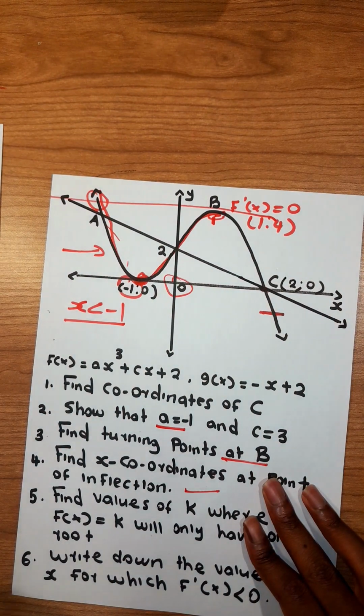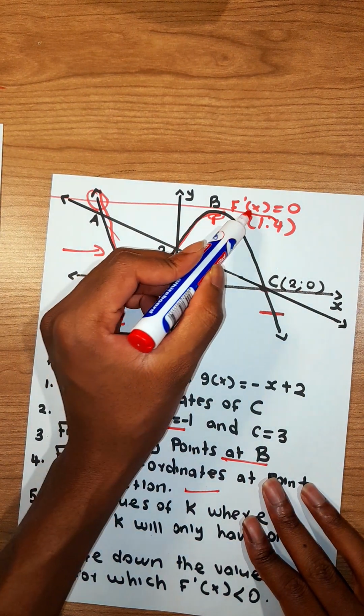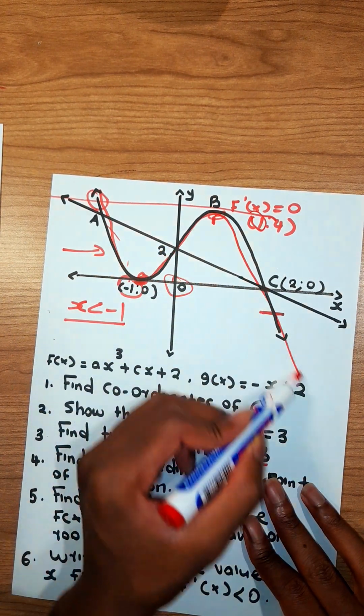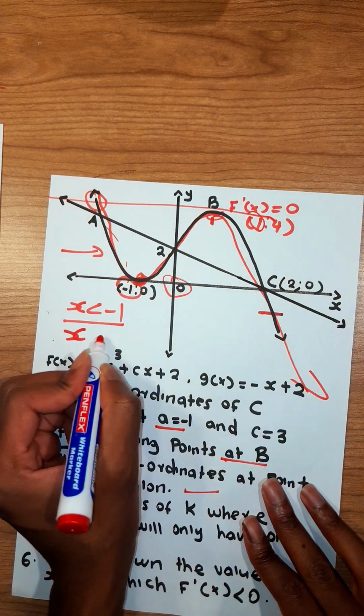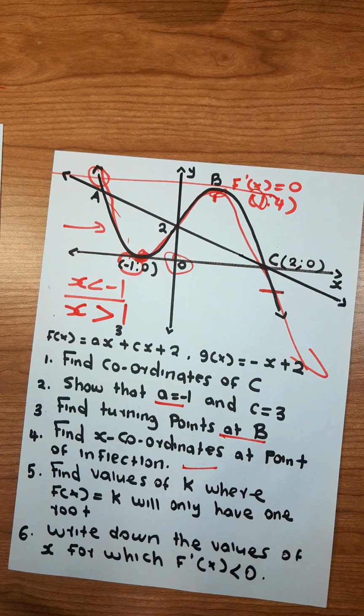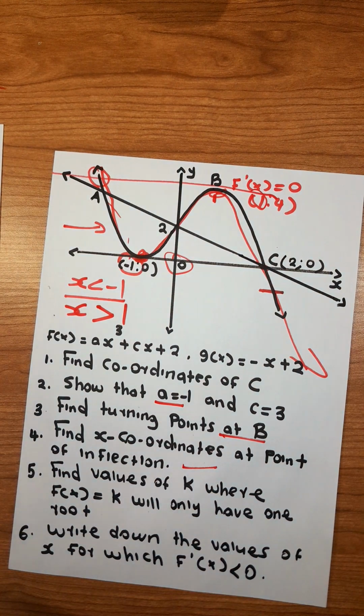We don't look at that. We don't want that. We only want when the graph is decreasing. But as you can see, from x equals 1 to positive infinity, the graph is decreasing again. So the second answer is x greater than 1. So ladies and gentlemen, that is how you were supposed to answer that question.